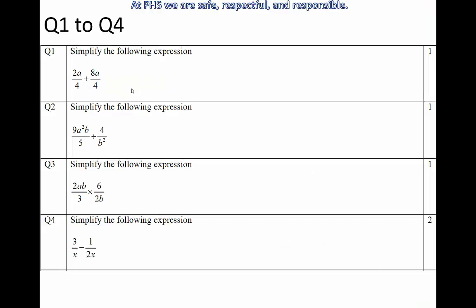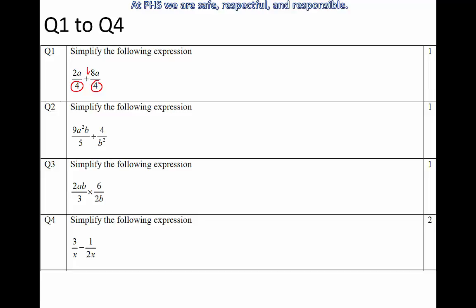So simplify the following expression. Here we're looking at fractions, but we've also got some algebra, so it makes things a little bit more complicated. When we're adding fractions, we need to check the denominator is the same. This checks that the fractions are the same type.